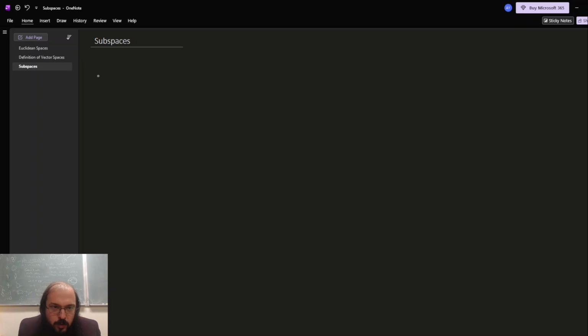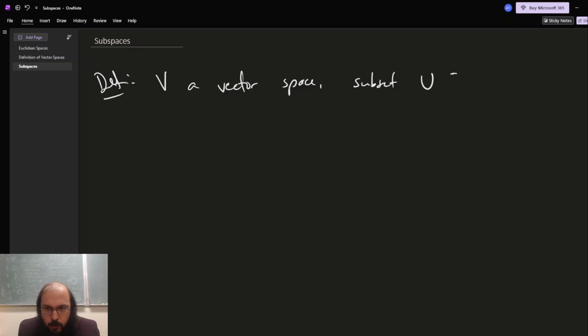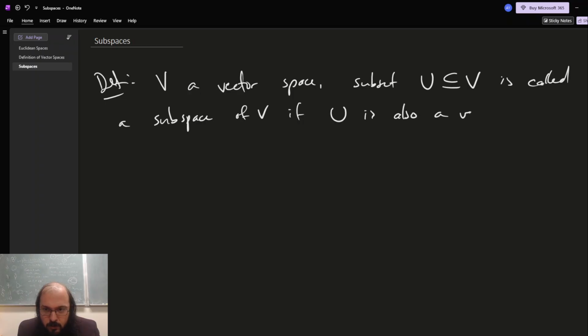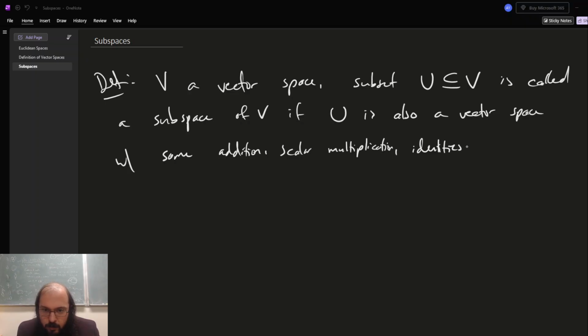So, without any further ado, we have the definition. If you have V a vector space, then a subset U is called a subspace of V if you want to be specific, if U is also a vector space with the same addition, scalar multiplication, identities. I think that's everything, the identities. Yeah, that seems like everything.